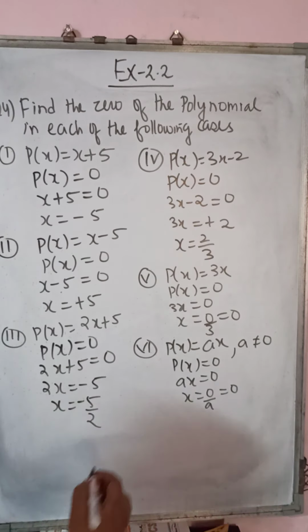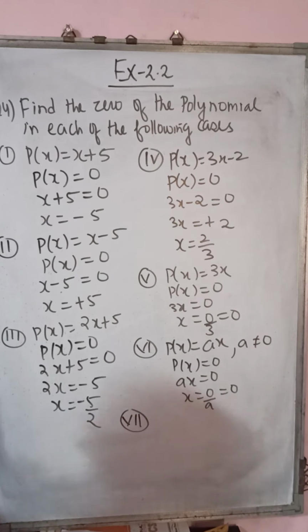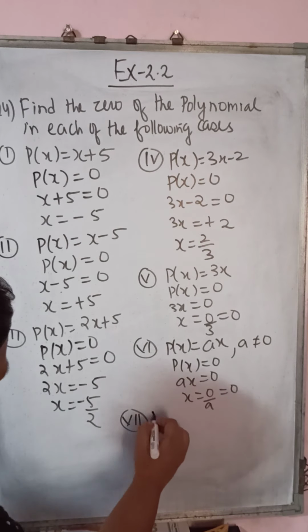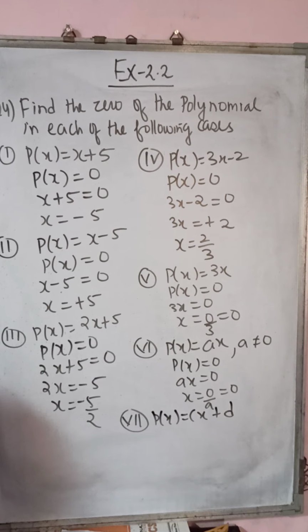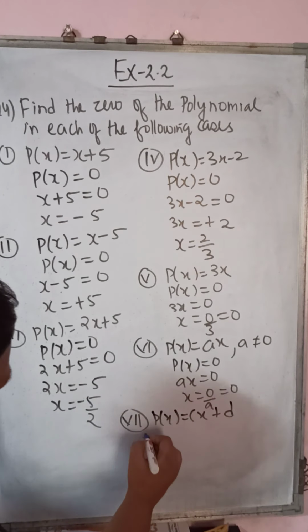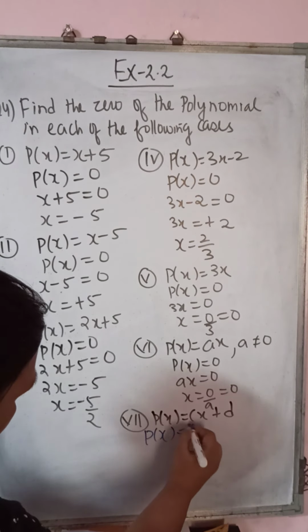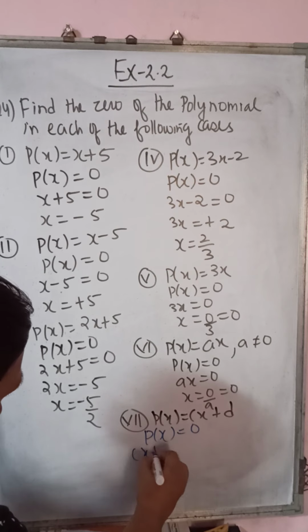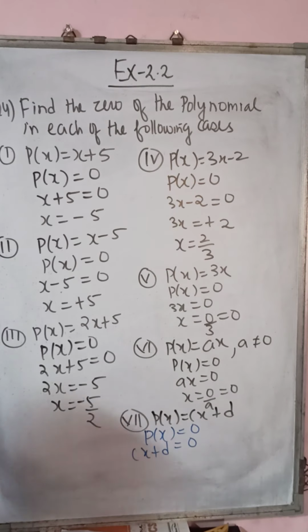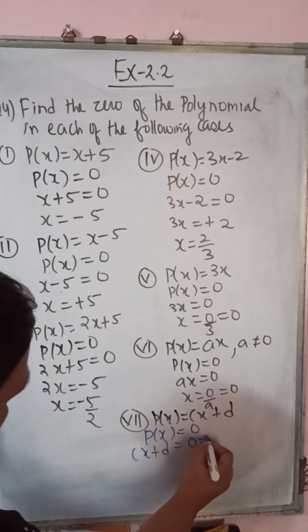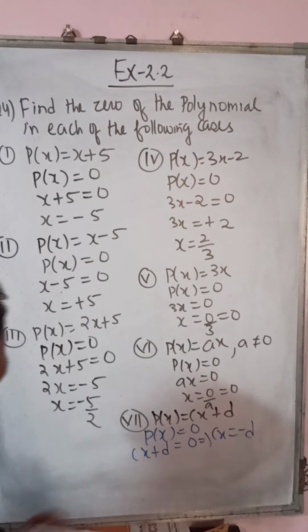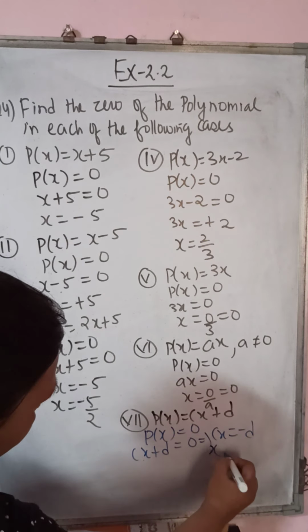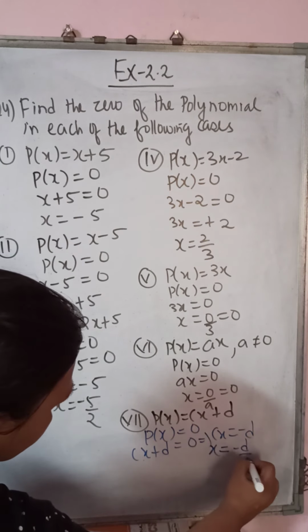Okay. And the last one is p of x is equal to cx plus d. So again, p of x is equal to 0. So cx plus d is equal to 0. You need to find the value of x. So cx will be equal to minus d, as plus d goes to the other side and becomes minus d. And this implies that x will be equal to minus d by c.